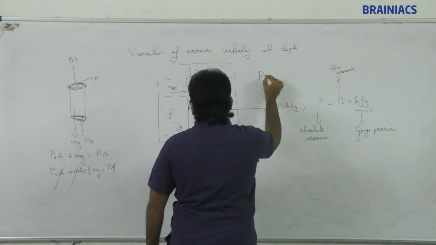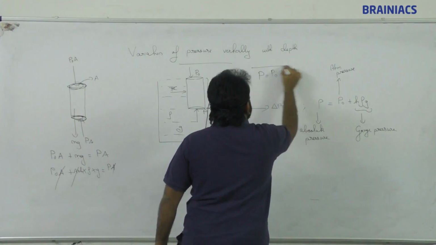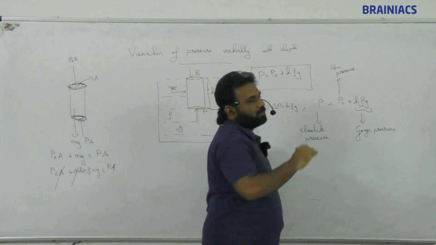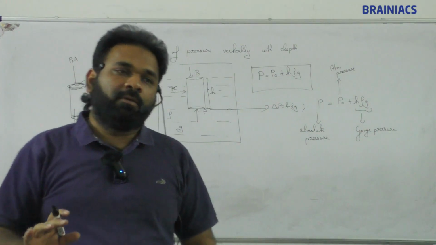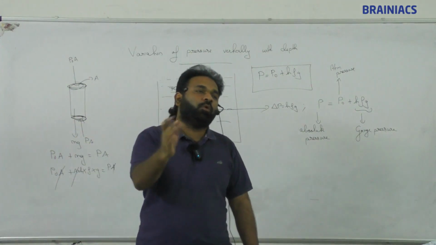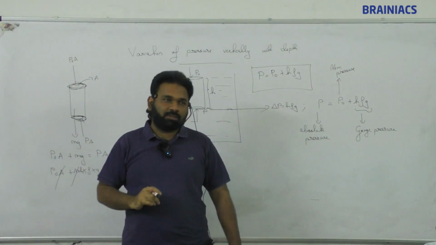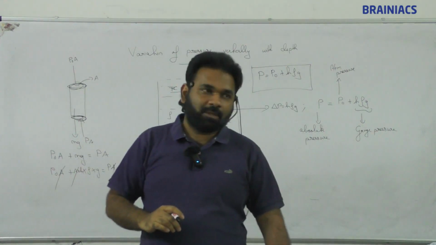So P is equal to P naught plus h rho g. Okay, so this is the application of Newton's laws of motion. Free body diagram is nothing but writing all the forces acting on that body. Understood? Free body diagram, do you remember?